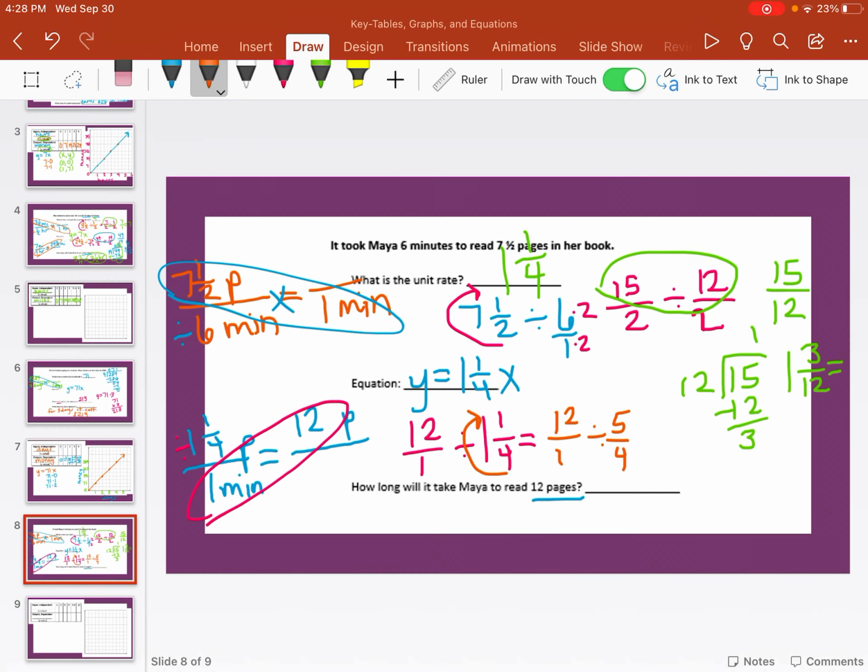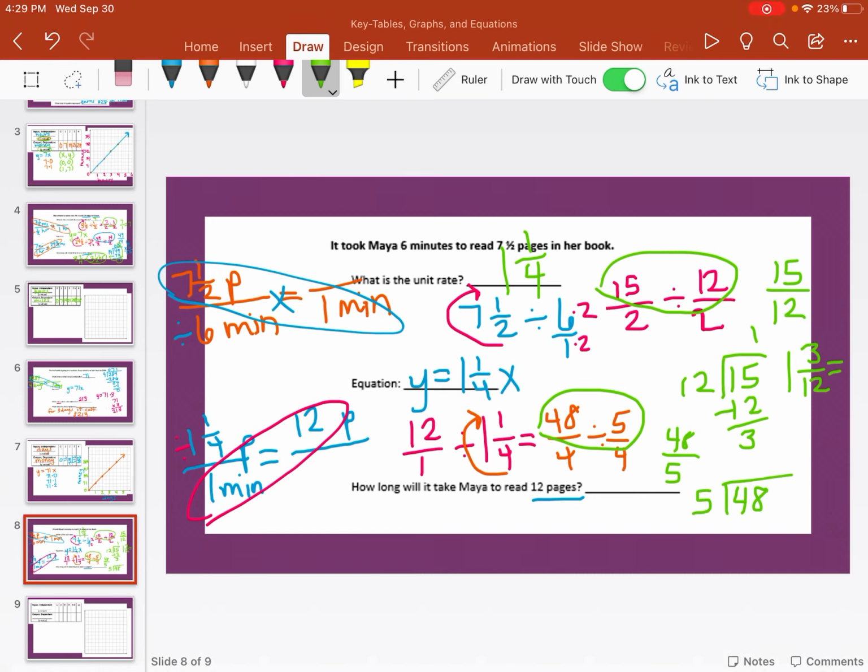Okay. Make these common denominators. So this 12 over 1, I'm going to go ahead and change to fourths. So times 4. 12 times 4 will make this 48. So 48/4. And then right here, 48 divided by 5. 48 over 5. 48 divided by 5.